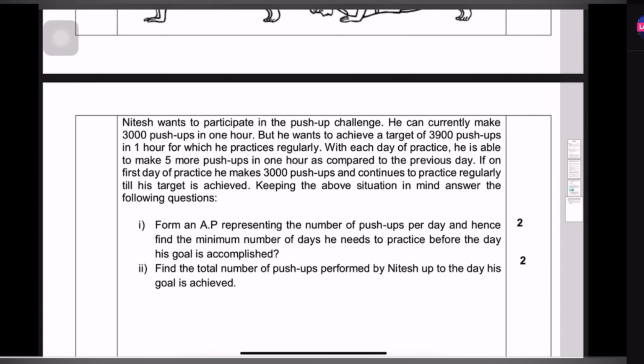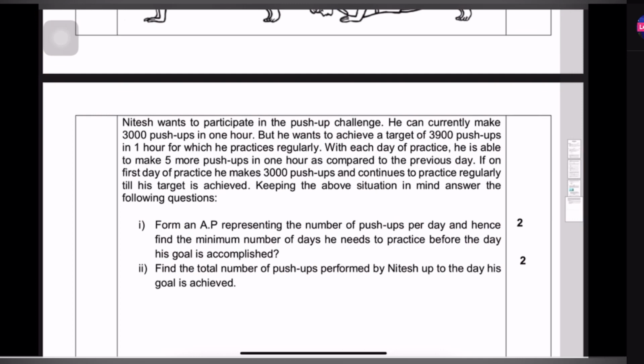So here our first term is 3000, it's an AP, and the last term is 3900, and he is able to make 5 more push-ups in 1 hour. So every 1 hour from 3000 it's going to 3005, 3010 and so on. So if on first day of practice he makes 3000 push-ups and continues to practice regularly till his target is achieved, keeping the above situation in mind, answer the following questions.